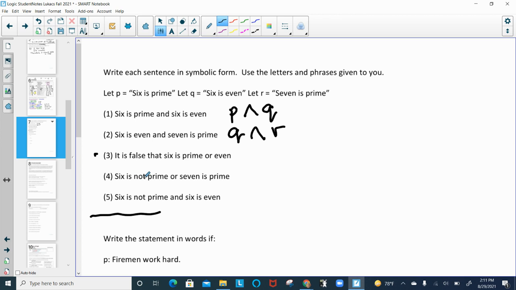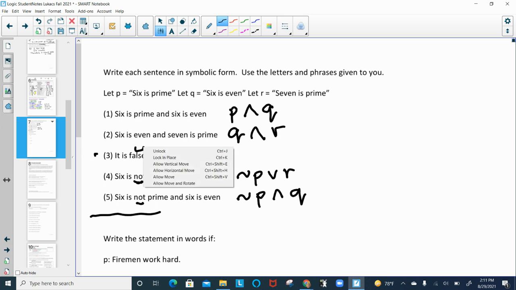"6 is not prime." See that "not"? So we've got to take the P and put the squiggly in front. Or, see there's our "or," "7 is prime." R. Number 5 says "6 again is not prime." So we know that's squiggly P. And, looks like an A, "6 is even." That's a Q.